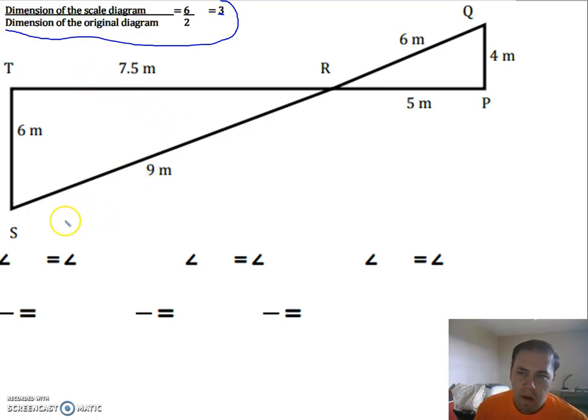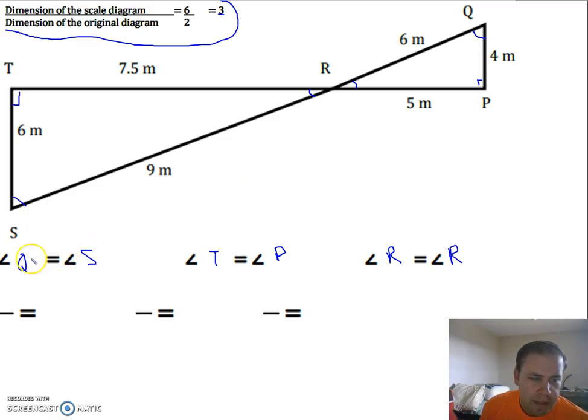So if we compare these, technically, keeping in mind that these are similar triangles, angle Q would be the exact same as angle S. Angle T would be the same as angle P. Angle R is the same as angle R.